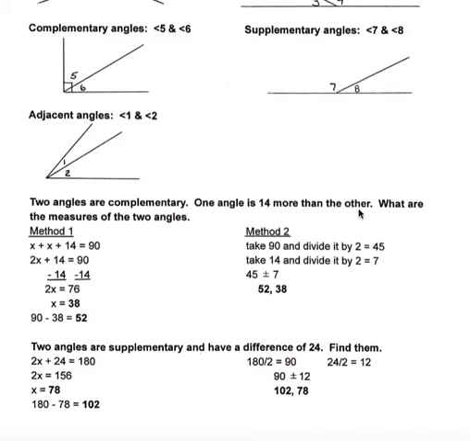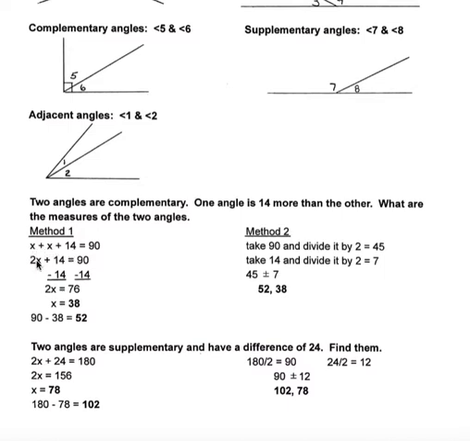One angle is 14 more than the other. That sounds a little confusing, but what you do is call X my first angle, just plain old X. Now my second angle, since it is 14 more, is X plus 14. Since I know they add up to 90, I take X, my first angle, plus X plus 14, my second angle, equals 90.